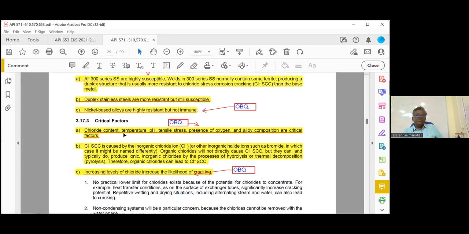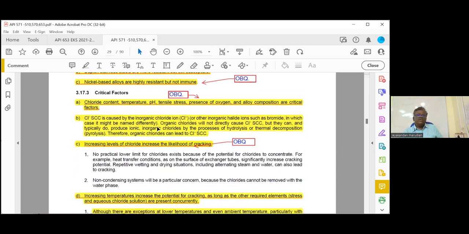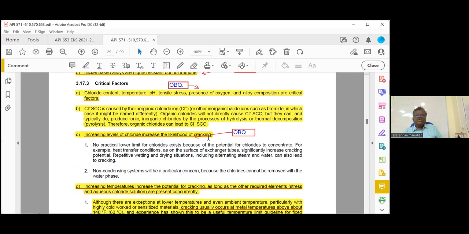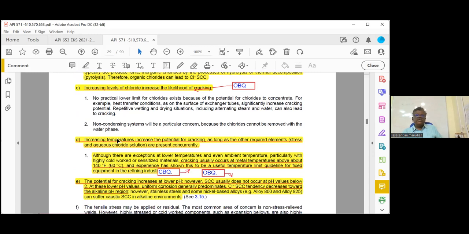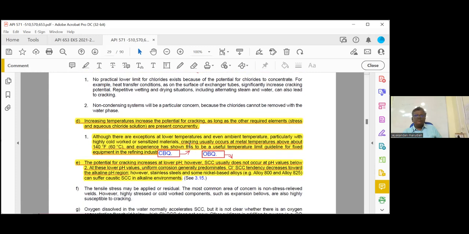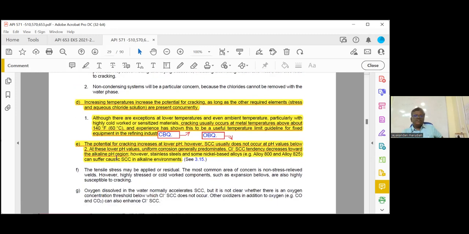Critical factors: chloride content, temperature, pH, tensile stress, presence of oxygen and alloy composition are critical factors. Then C, increased levels of chloride increase the likelihood of cracking. Open book question. And D, increasing temperature increases the potential for cracking. Then this one second line is very, very important. Cracking usually occurs at metal temperature above 140, and experience has shown this to be a useful temperature for fixed refining equipment.